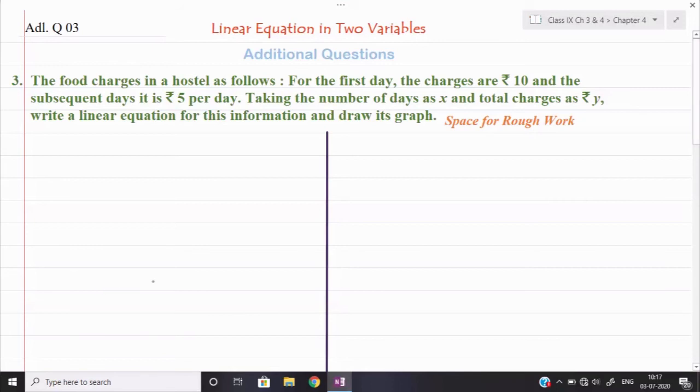First of all, for example, suppose I am taking the food in the hostel for 10 days. So 10 days total I have taken the food. For the first day, day number 1, I need to pay 10 rupees, and then each and every day, the remaining days, I am paying 5 rupees, up to 9 days, because out of 10 days already one day charge I have paid as 10 rupees, so for the remaining days I am paying 5 rupees each.